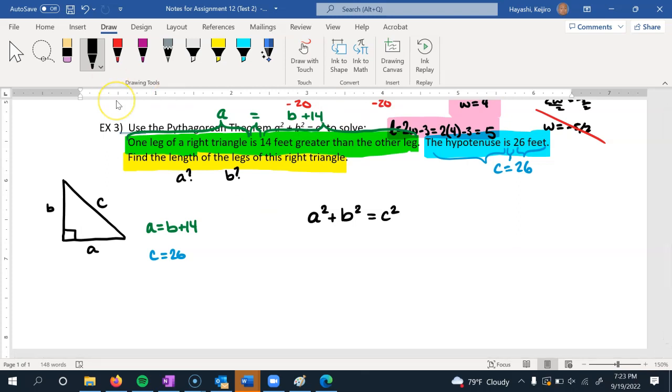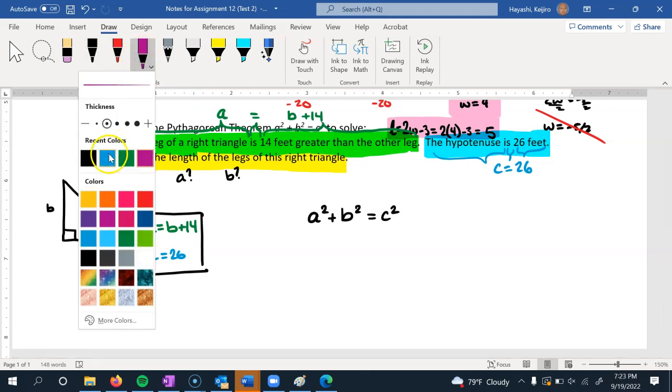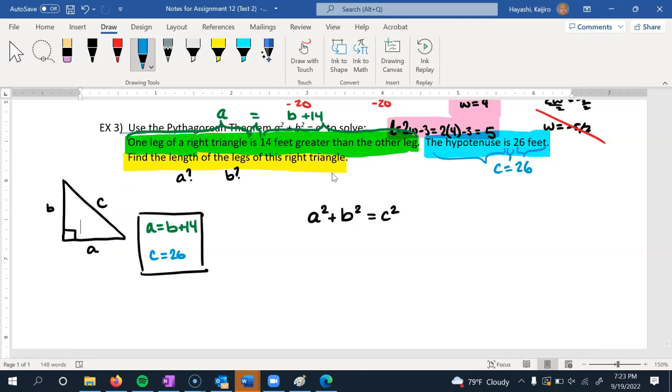Okay. And we're going to use these oh so convenient equations to write this hopefully into something that we can solve. First of all, what's c? 26. So that's 26 that is being squared. Don't forget that it's being squared. So that's the right-hand side of the equation, 26 squared.